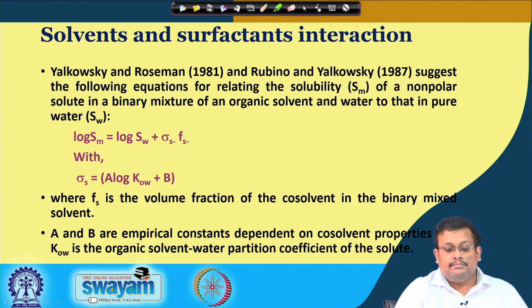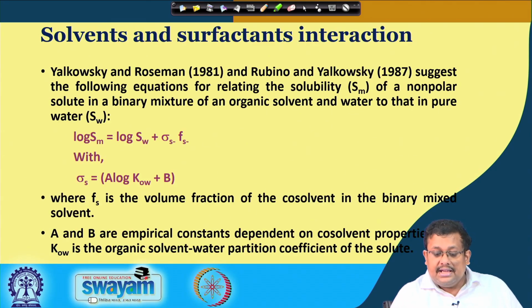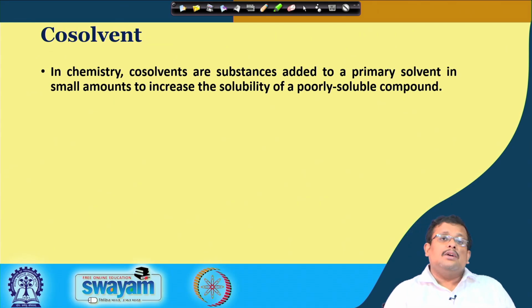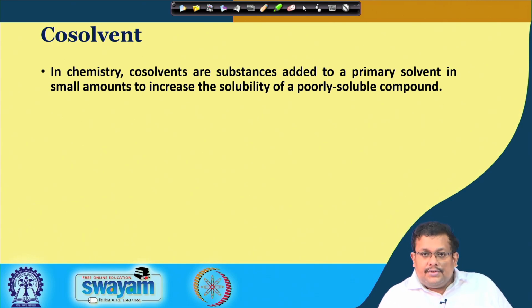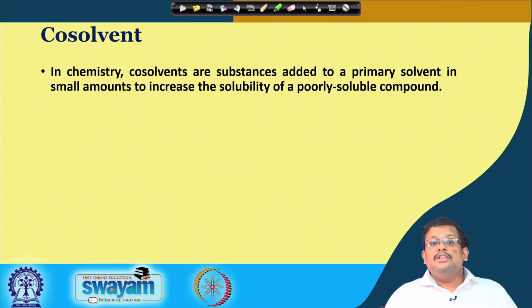Okay. We have talked about a thing called co-solvent in the relationship, because if you go back you see that A and B are empirical constants depending on co-solvent properties. So, what is a co-solvent? In chemistry, co-solvents are substances added to a primary solvent in small amounts to increase the solubility of a poorly soluble compound.